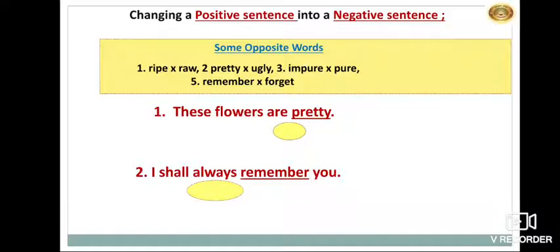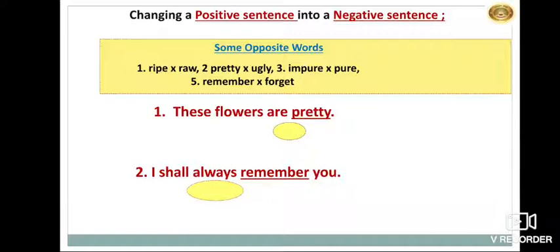Now we'll see how to change a positive sentence into a negative sentence. Now before that we'll learn a small trick. That is, some sentences need opposite words to change them into negative sentences. Now there are some opposite words here. What is the opposite of ripe? Yes, raw. What is the opposite of pretty? Ugly. Opposite of impure is pure. Opposite of remember is forget.